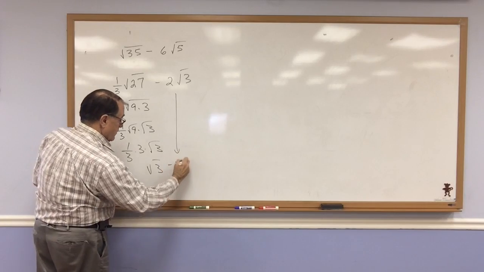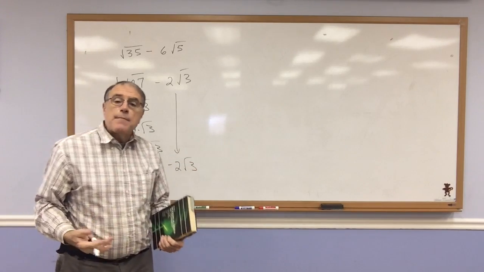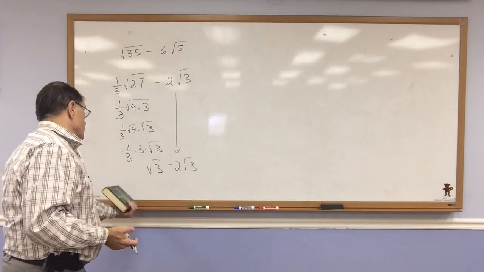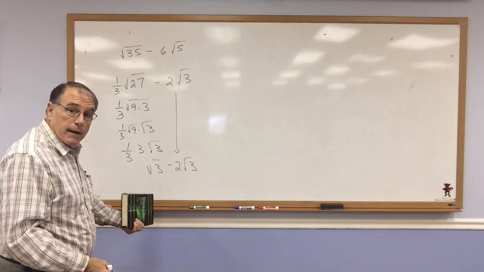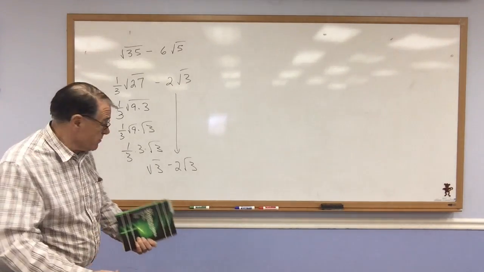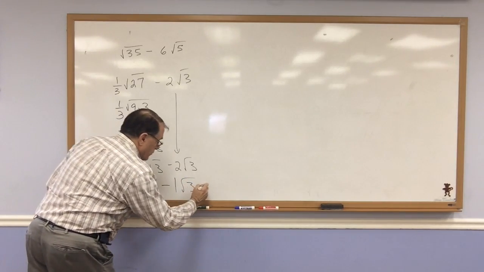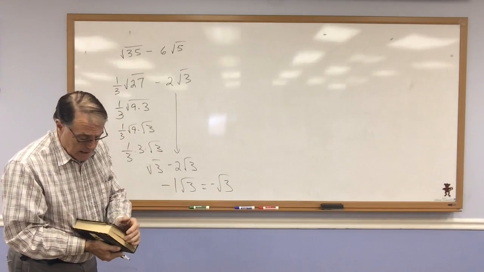minus 2 root 3. So these radicals act like variables. It's the same as saying x minus 2x, but I'm saying root 3 minus 2 root 3. So I have 1 root 3, and I subtract 2 of them, I'm left with minus 1 of them. Minus 1 root 3, or simply negative root 3.